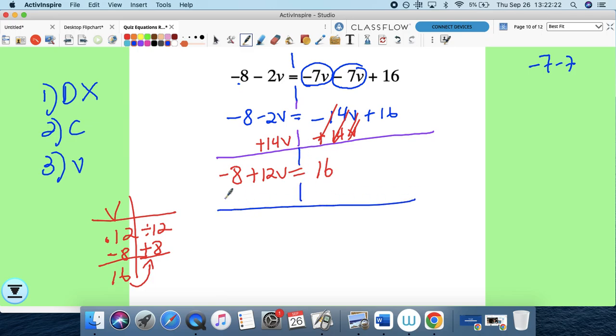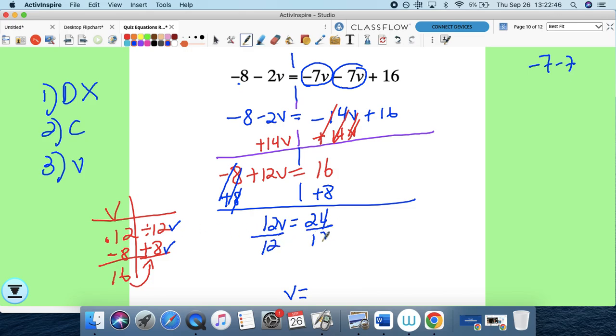So first thing, add 8 over here, add 8 over here. Remember, our goal is to have v by itself here, right? So to have v by itself, I have to get rid of the -8 and I have to get rid of the 12. So first we get rid of the -8, gone. 12v comes down. And then 16 plus 8 is 24. Step 1 did.